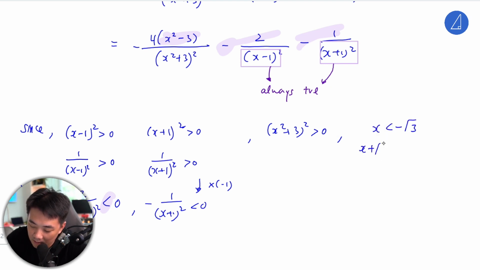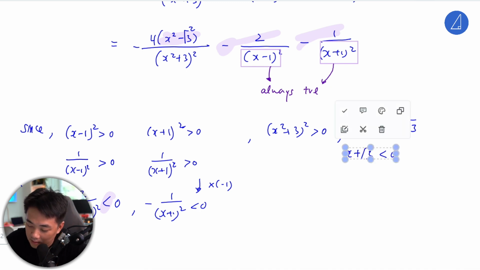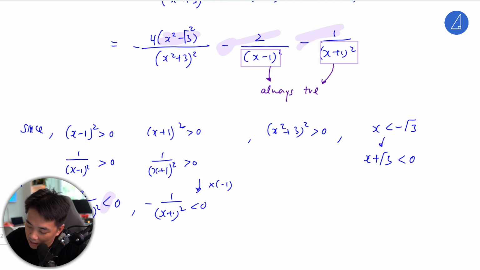So x, because the inequality there may be confusing, especially for O-level students. So x plus root 3 is less than 0, right? So in order to get minus 3, we know that this is root 3 squared, not an issue. So we know that x minus root 3, let me see first, minus root 3. This is the tough way. So this is not an issue. From here to here is okay.